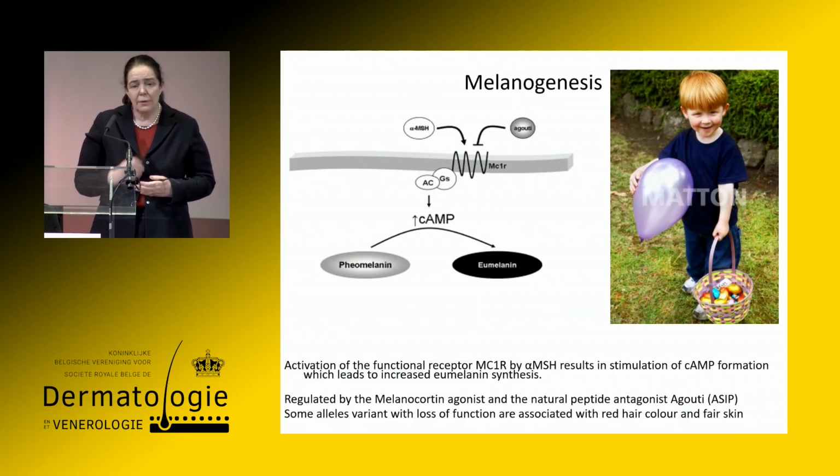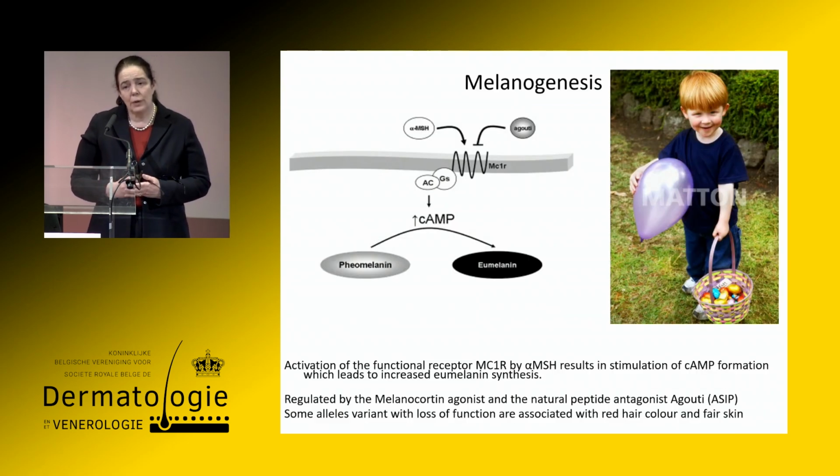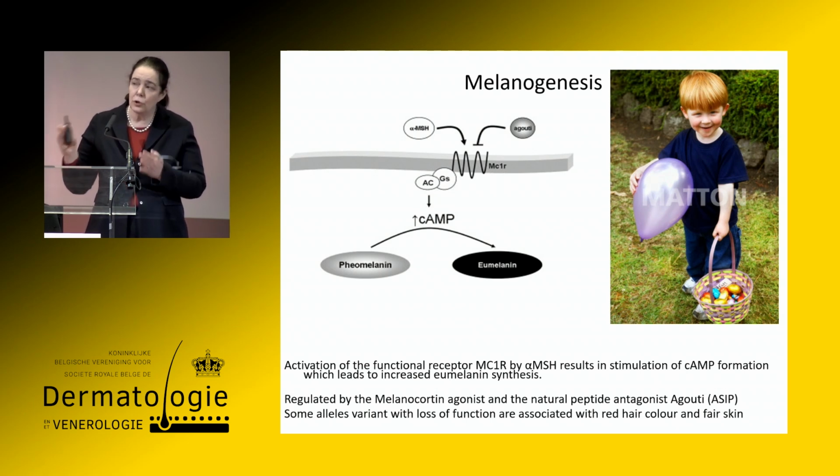A very important element to know about pigmentation is one receptor, MC1R. MC1R is an MSH receptor, and these receptors can be stimulated by alpha MSH, and this stimulation favors the production of eumelanin instead of pheomelanin.